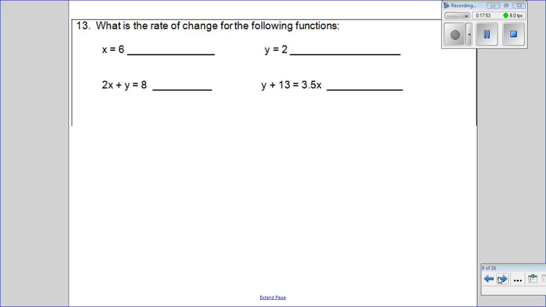Moving on, number 13, what is the rate of change for the following functions? This is a little review question thrown in there for you. Rate of change, remember, is talking about slope. So x equals 6. This is a special kind of function. It is a Vux. So it's a vertical line. What kind of slope does it have? Undefined.